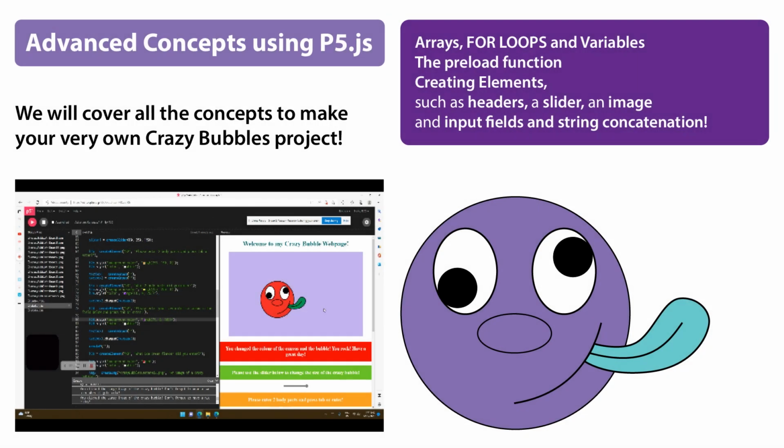Okay, so in this project, we're going to create crazy bubbles, and we're going to use a lot of different things to create them. We're going to use arrays, for loops, and variables. The preload function will create elements and an image and a slider and headers, input fields, and we're going to also use string concatenation. So it should be a lot of fun.